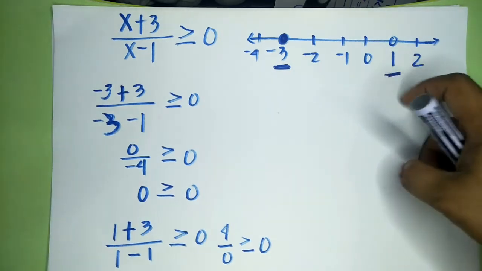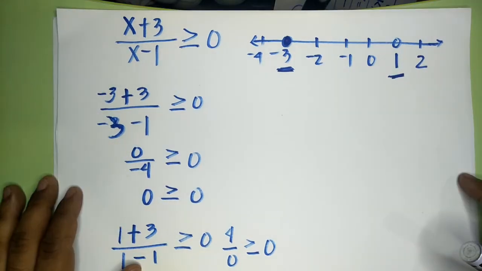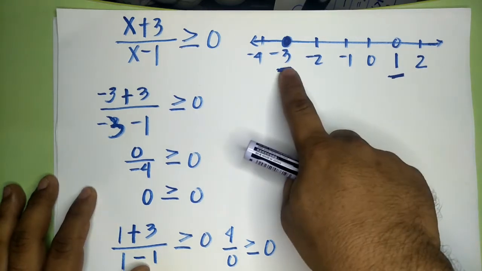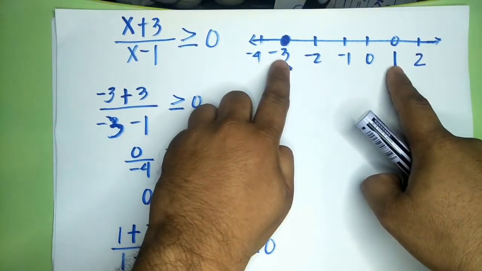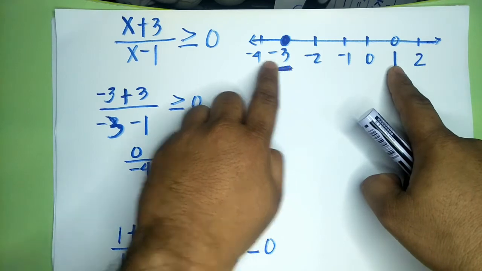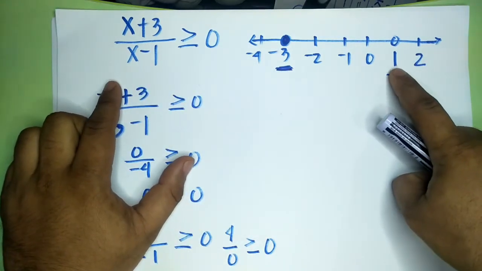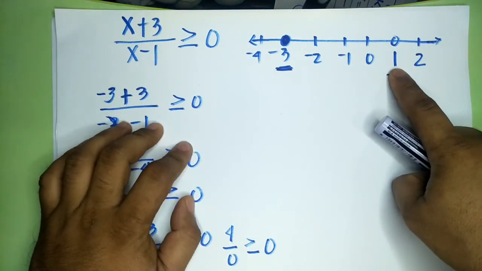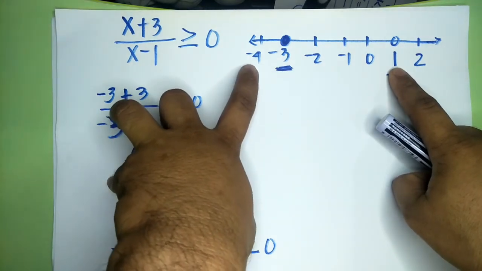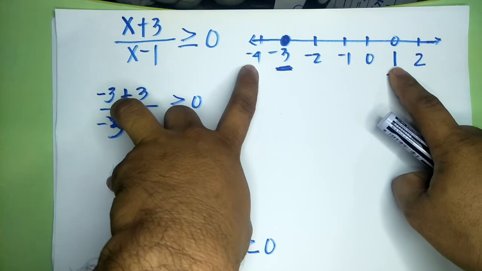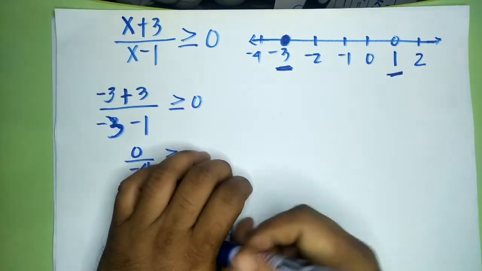Ngayon ay magseselect na tayo ng ating mga test values dun sa ating interval. So, ilang interval ba meron tayo? So, sa pagitan ng 3 at 1, that is isa. Then, lahat ng nasa kaliwa ni negative 3. And then, lahat ng nasa kanan ni positive 1. So, mag-test point tayo if x is negative 4.